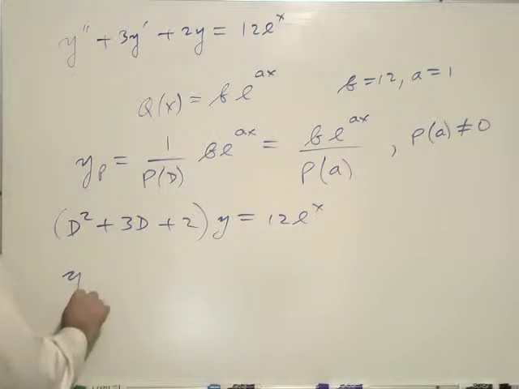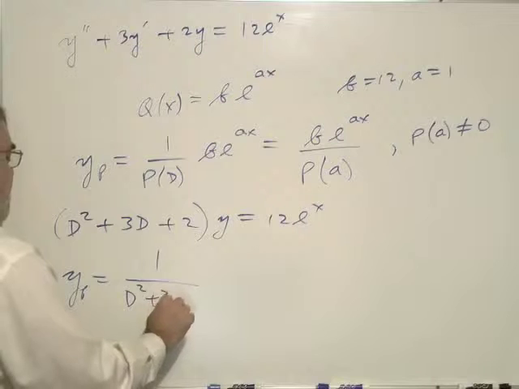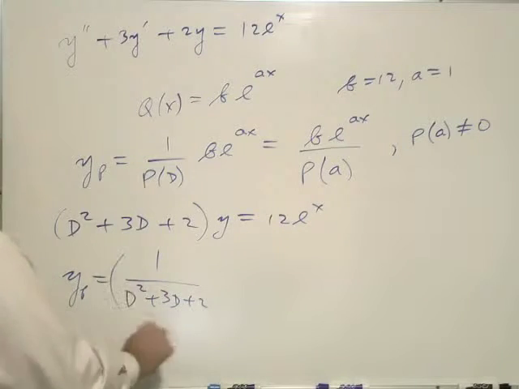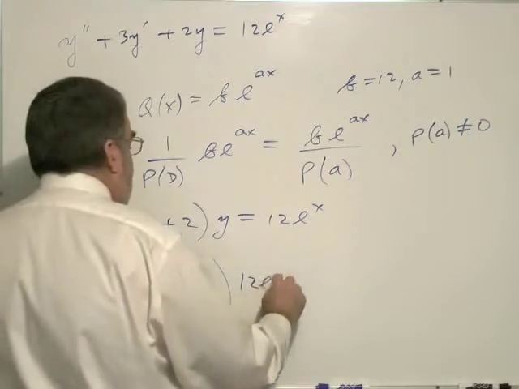So y particular would be 1 over D squared plus 3D plus 2 operating on 12e^x.